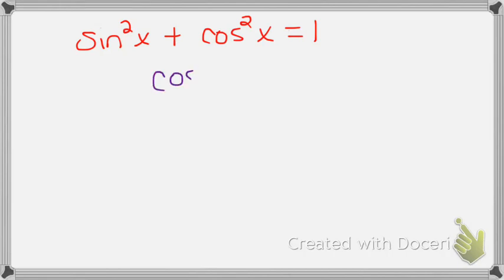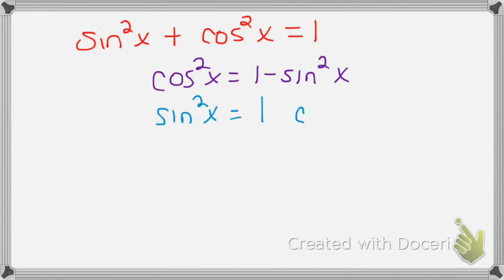Okay, so one identity that's really, really important is called the Pythagorean trig identity, and it's that sine squared of x plus cosine squared of x equals 1. Now, I will tell you that that gives you two more things. If that's the identity, that also tells you that cosine squared of x is 1 minus sine squared of x. And it also tells you that sine squared of x is 1 minus cosine squared of x. You need to know these. Okay?